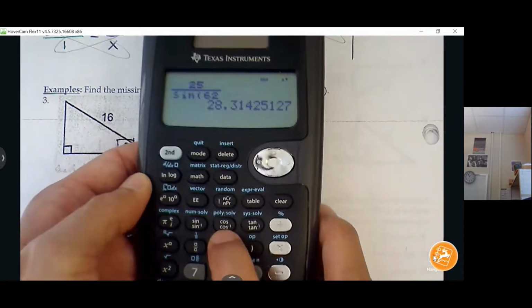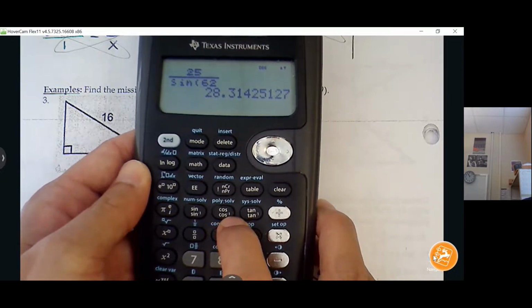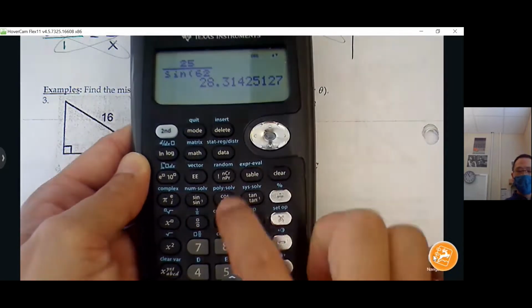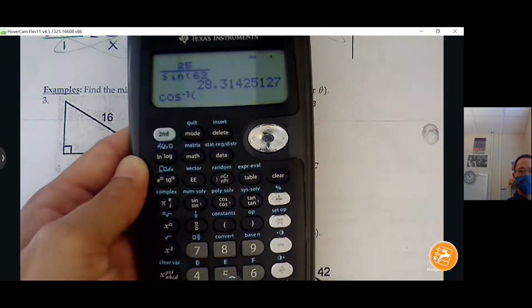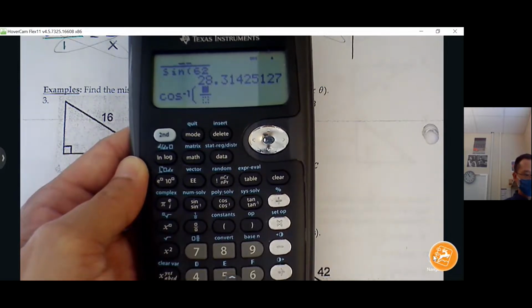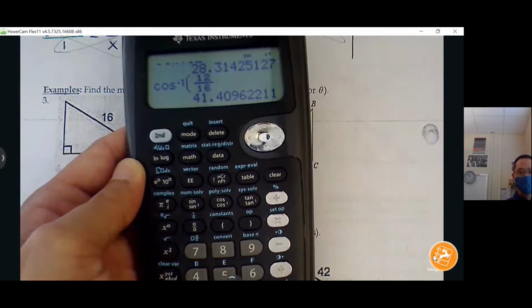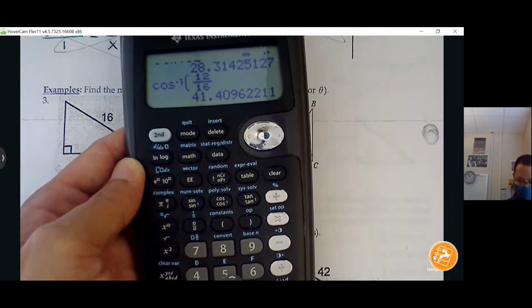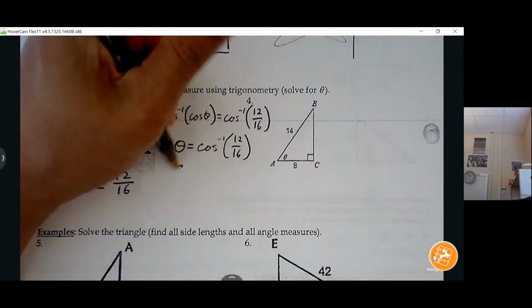You see how on your scientific calculator there's this cosine inverse, cosine -1. We call that inverse cosine. So you're going to tap the button twice, and it'll get to that inverse cosine feature. Fractional button, 12 over 16. Now this is a degree measure, so 41.41 degrees. I'll show the steps for the graphing calculator in a second.